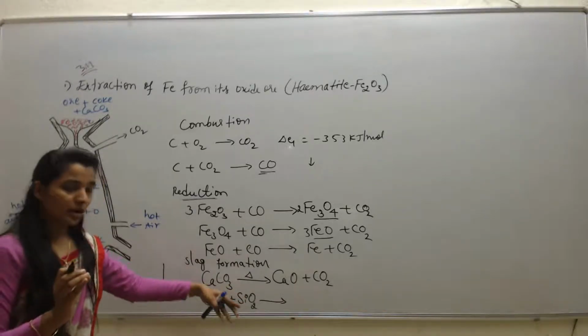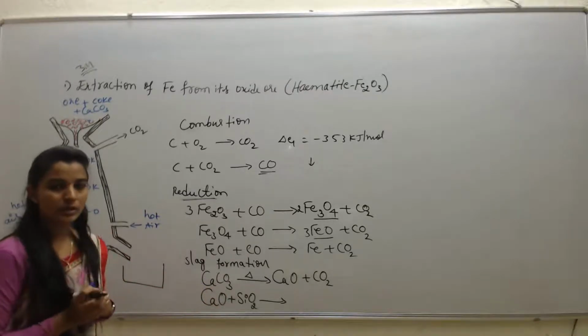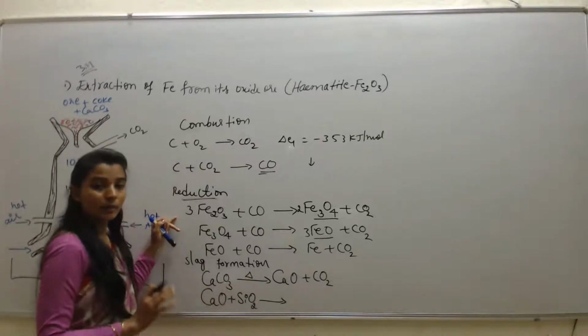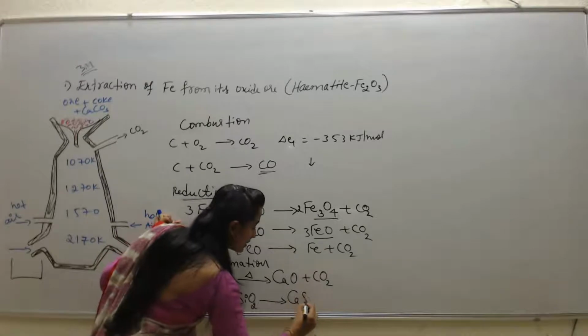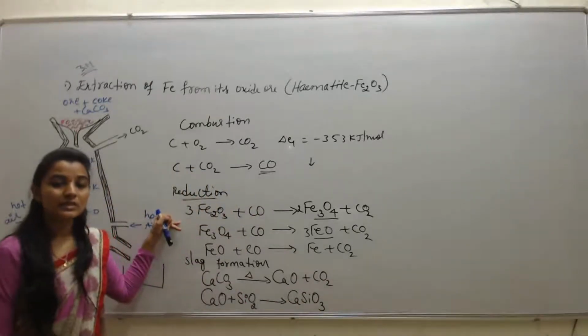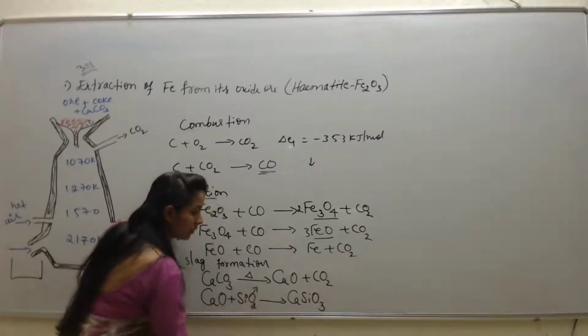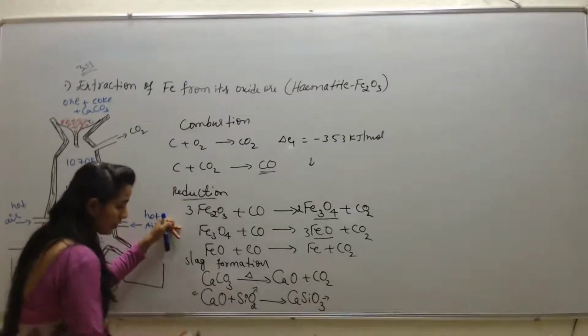Silica or sand, whatever it may be, there may be a chance of some amount being present in the ore. So to remove that silica chemically, we will use CaO. Then CaSiO3 is formed, that is calcium silicate. Okay, students, this is gangue, this one is slag, and this one is flux.